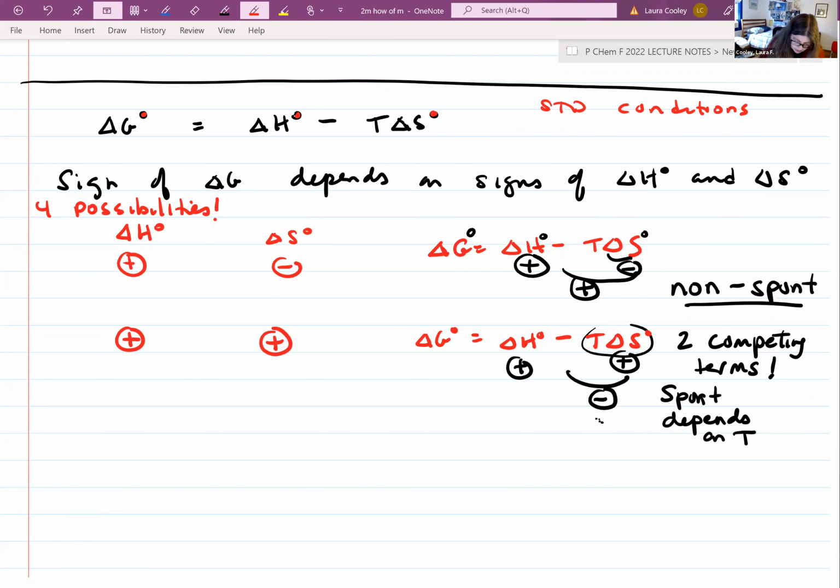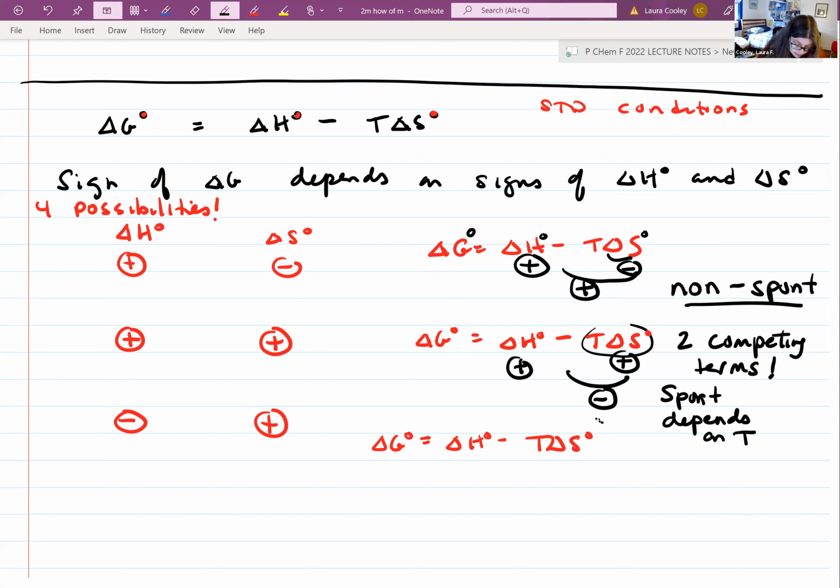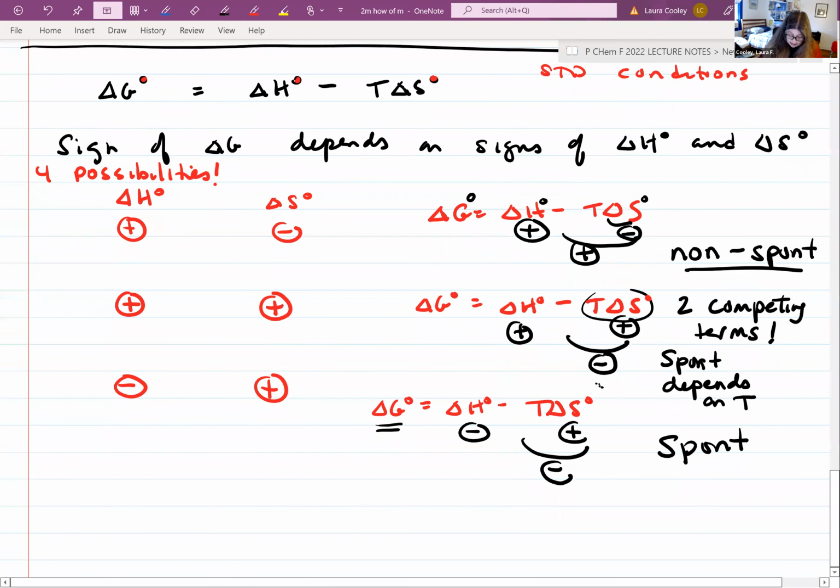Going back to our next situation, if we have negative, positive, okay, then we have delta G is delta H minus T delta S. Okay, we have negative, positive. So this term here will be negative. Now we have two negative terms, both would contribute to a negative delta G0. This will be spontaneous, okay, because delta G will be negative.